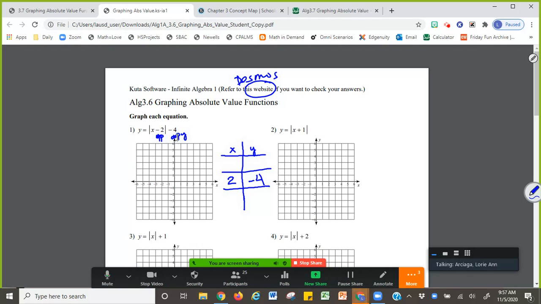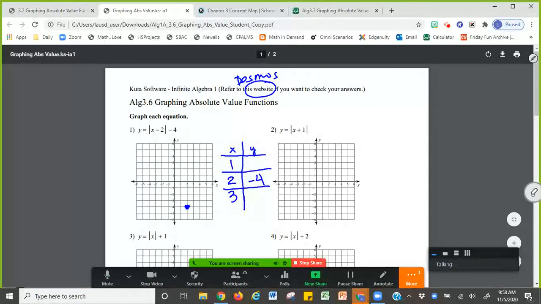So -2 means 2 to the left. I'm sorry. It's +2, so 1, 2 to the right, and then 4 down. 1, 2, 3, 4. So this is your vertex. And then after the vertex, you use the numbers immediately to the right and to the left. Let me say that again. Use numbers either immediately to the left or to the right. So I'm going to use 1 and I'm going to use 3.